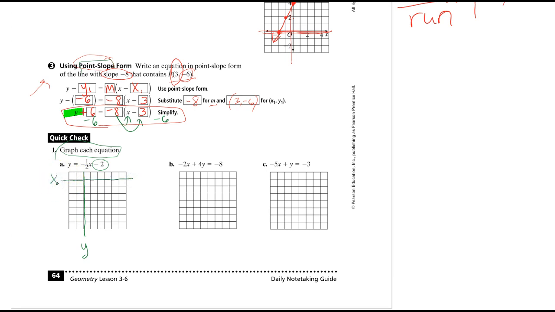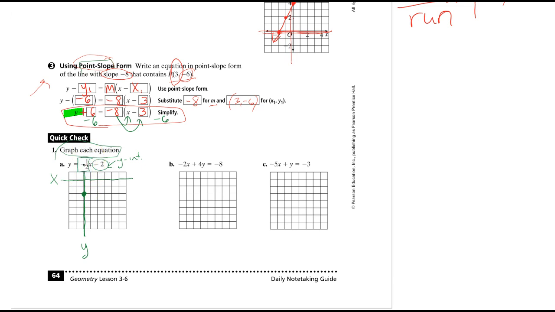You could put the axes anywhere you want following these grid lines. That's fine. This is just a suggestion. So if this is my y-axis, I read my y-intercept of -2. So that means my first place that I put the pen down will be at -2. From there, I do the slope.